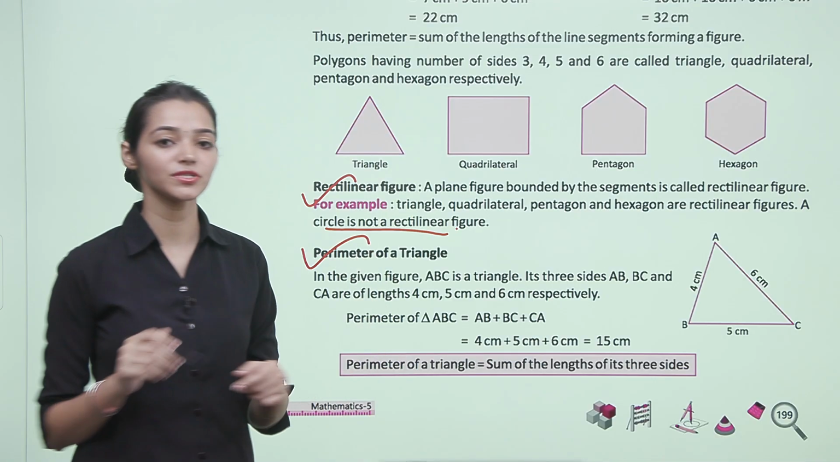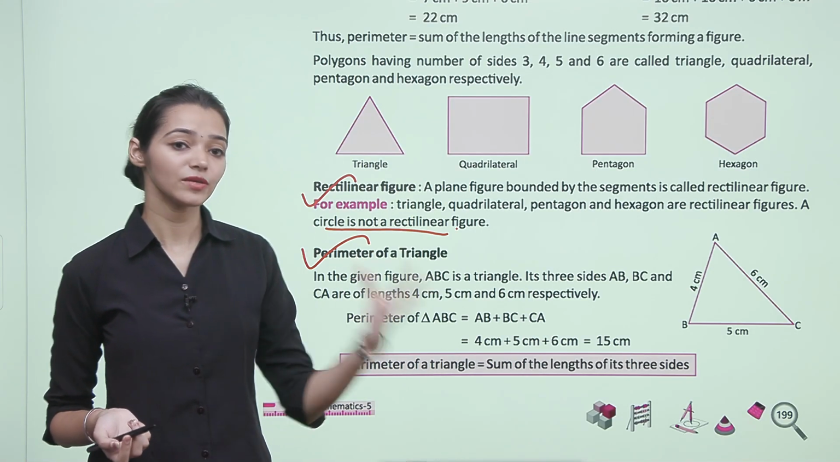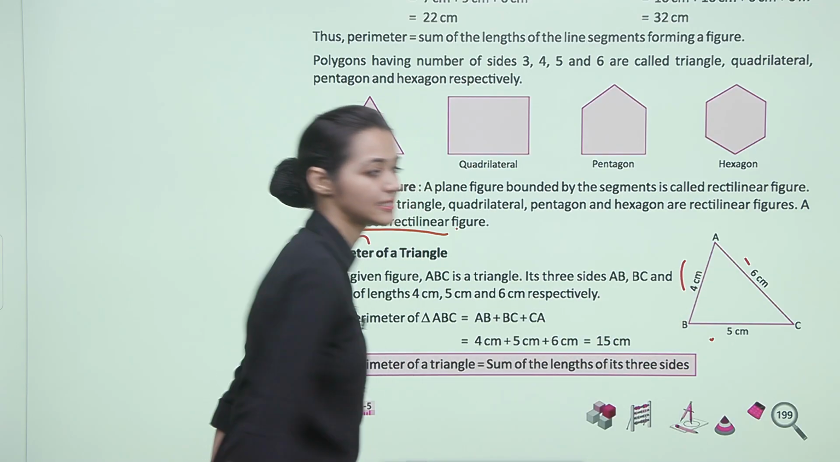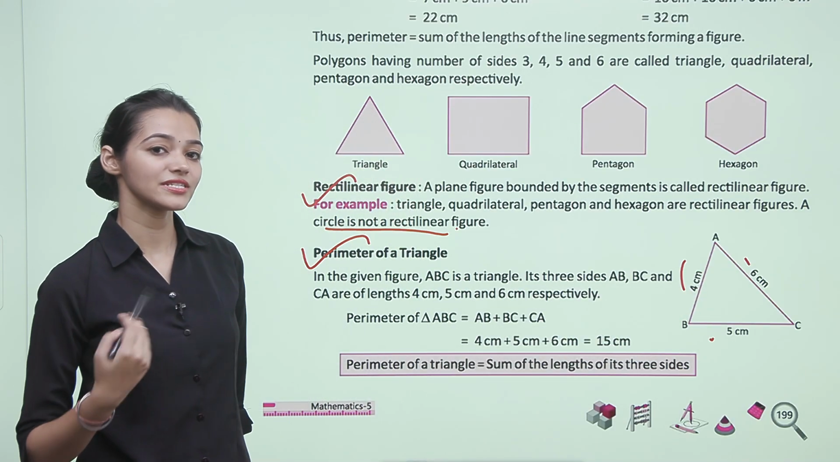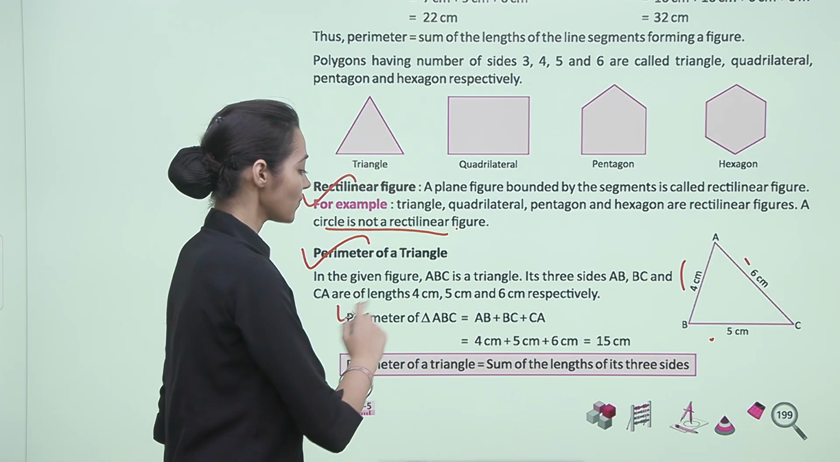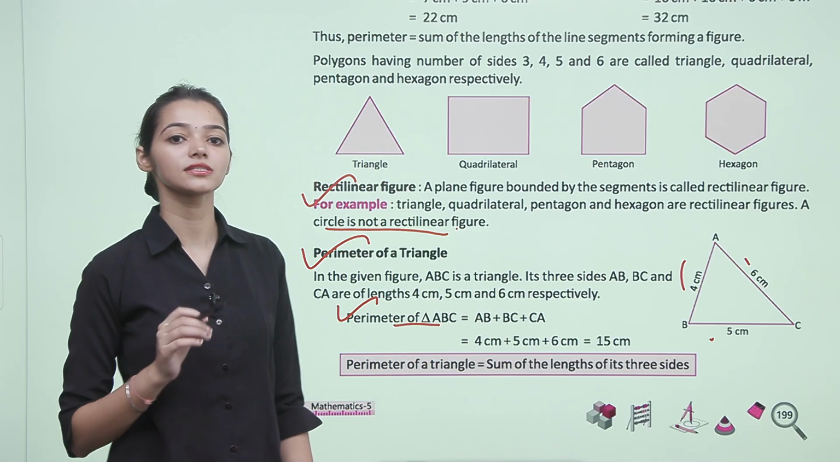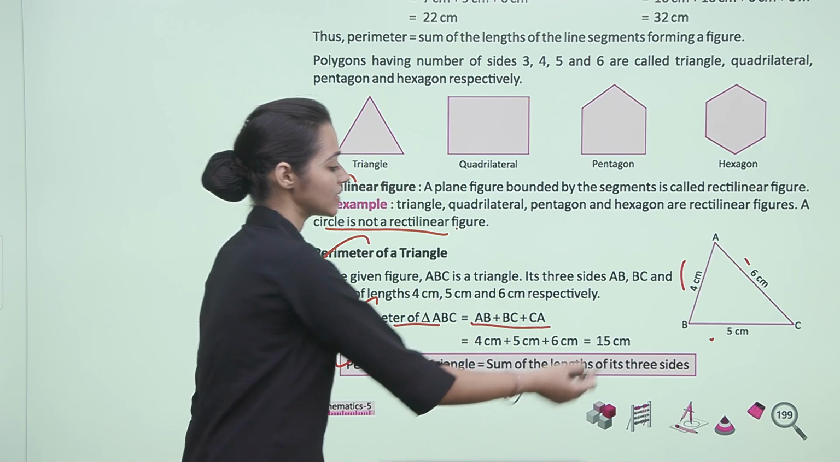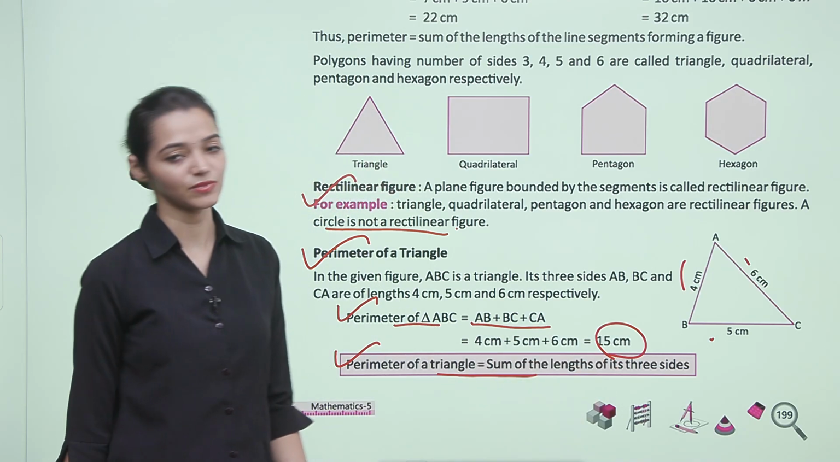Now let's look at the perimeter of a triangle. In the given figure, ABC is a triangle and these are its sides AB, BC and CA, having length 4, 5 and 6 centimeter respectively. So perimeter of a triangle ABC is the sum of the lengths of all its 3 sides, that is AB plus BC plus CA, that is equals to 15 centimeter.